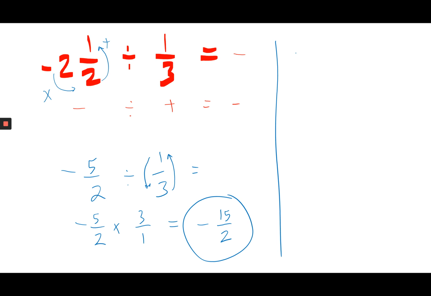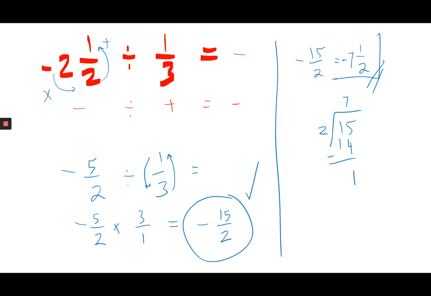And we know that negative 15/2 is actually equivalent to, we can divide 15 by 2. 2 can go into 15 7 times. 7 times 2 is 14. Remainder is 1. That means 7 and 1/2. But don't forget the negative sign. So they are equivalent answers. This is in improper fraction form. This is in mixed number form.